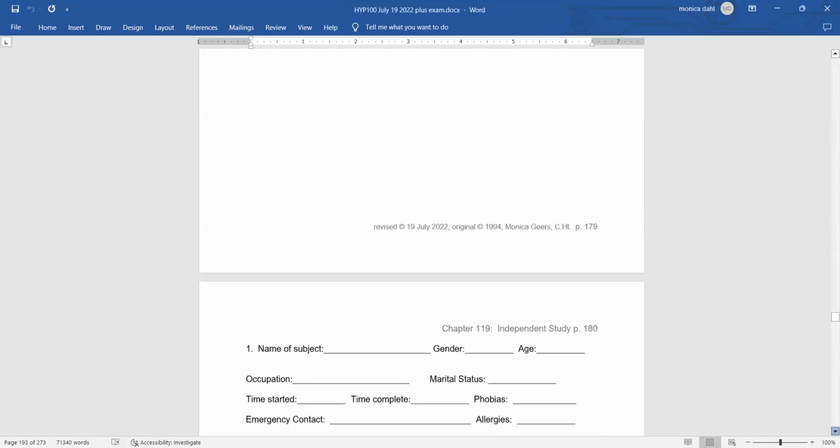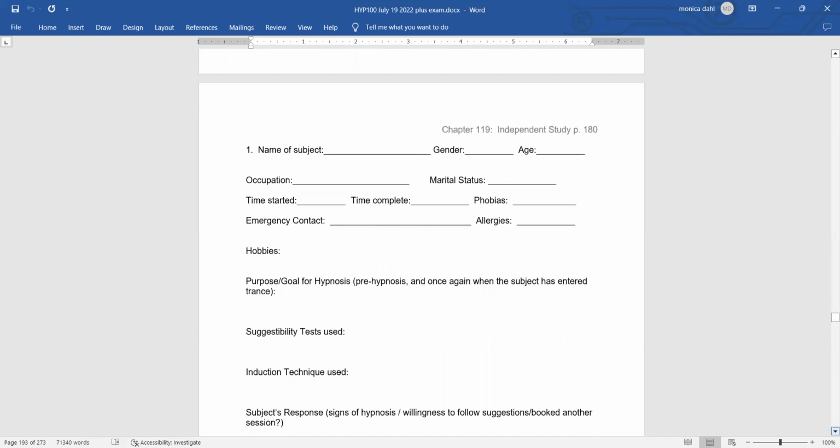Your own perceptions, subjectively and objectively. So if you're taking this class with me, you are subject number one. Write your name here, what gender you're identifying as, your age. You might want to put your birth date there as you get in the habit of collecting information relevant to a good hypnotic experience. What you do for a living, what's your marital status, the time you start and stop, any phobias that can help us avoid any spontaneous inadvertent triggers, an emergency contact, any allergies, any hobbies.